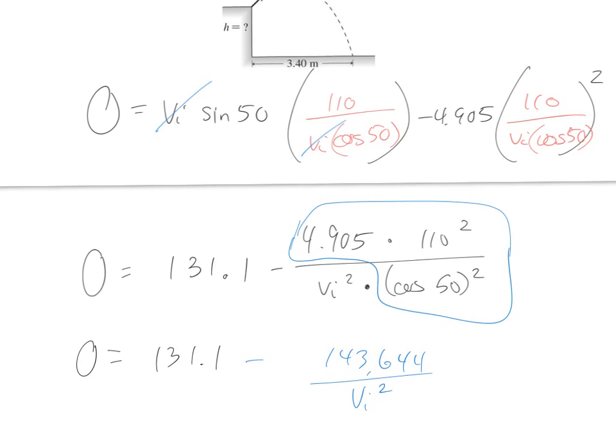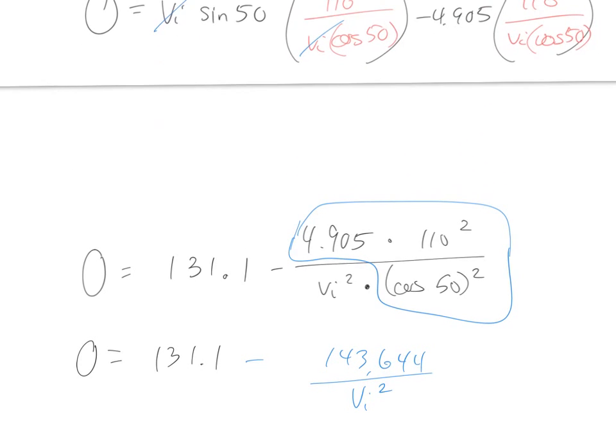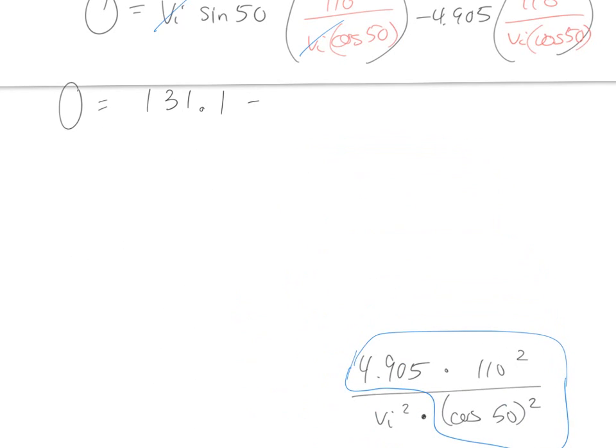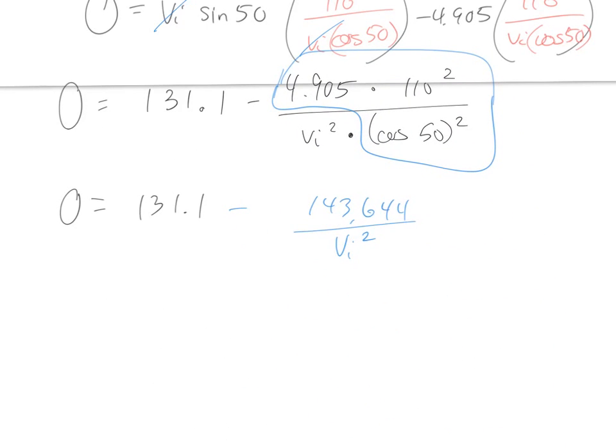Okay, so that number, 143,644, comes from what's circled here in blue. Not circled, but kind of perimeter. Now, at this point in time, this is just algebra. Simply take the negative thing, which is this whole fraction, move it over as a positive to this side. Take what you see as a negative, move it over to this side as a positive. So this becomes 143,644 over VI squared equals 131.1.